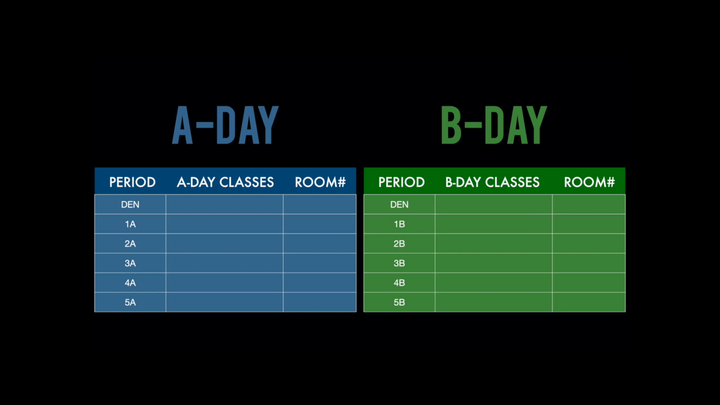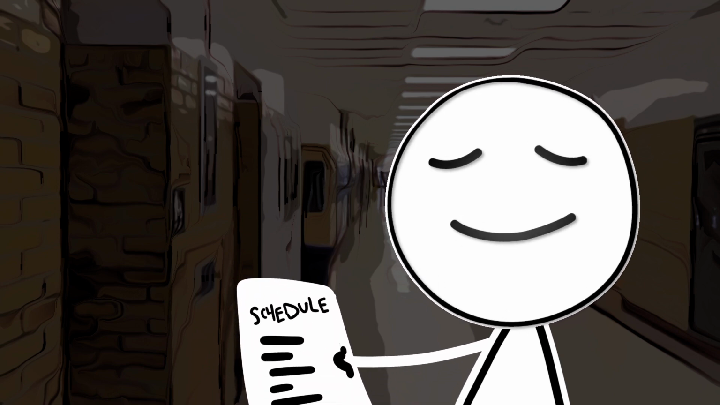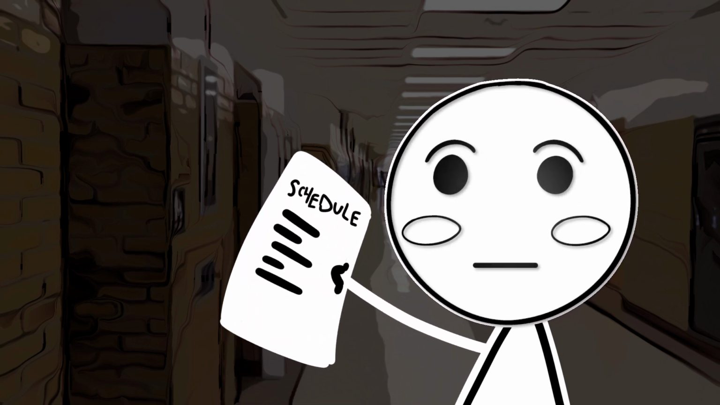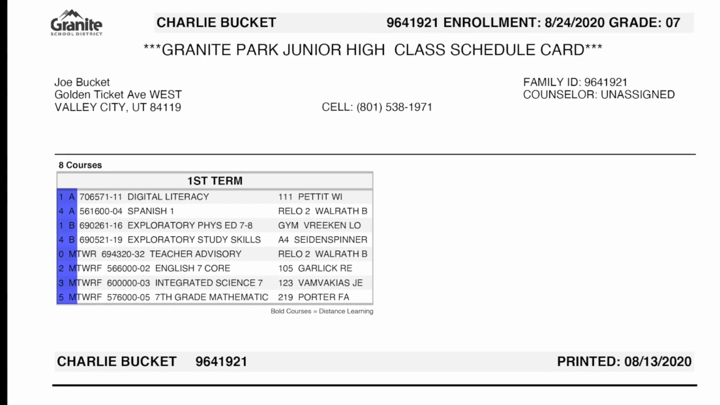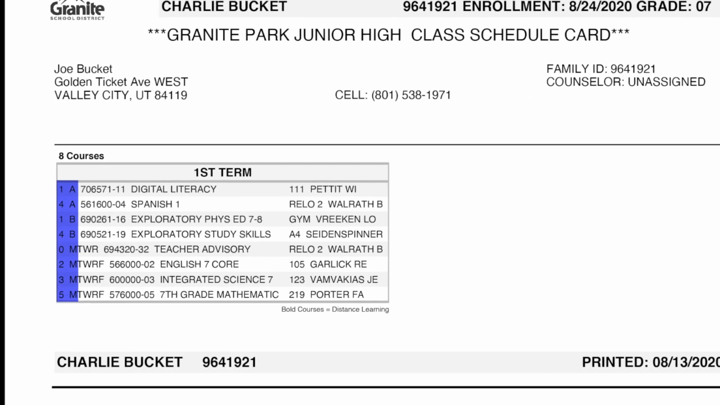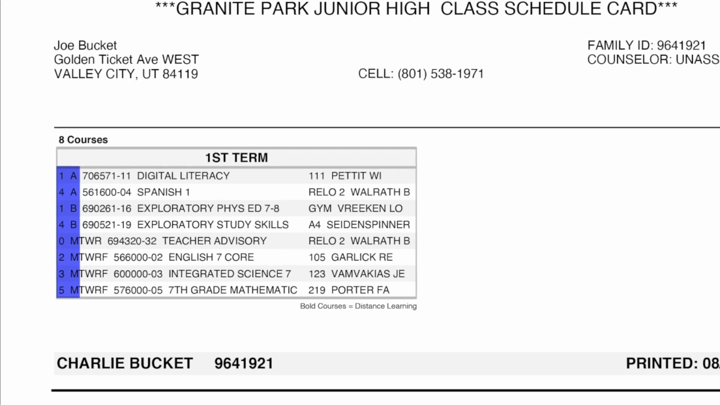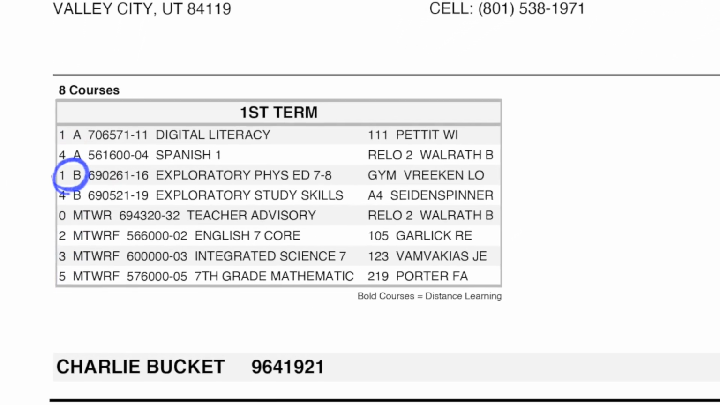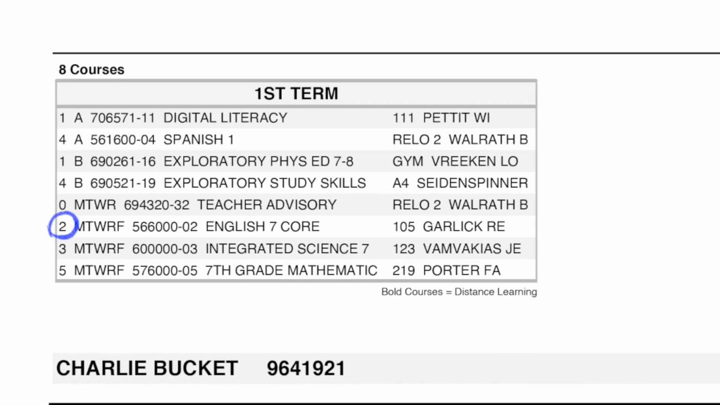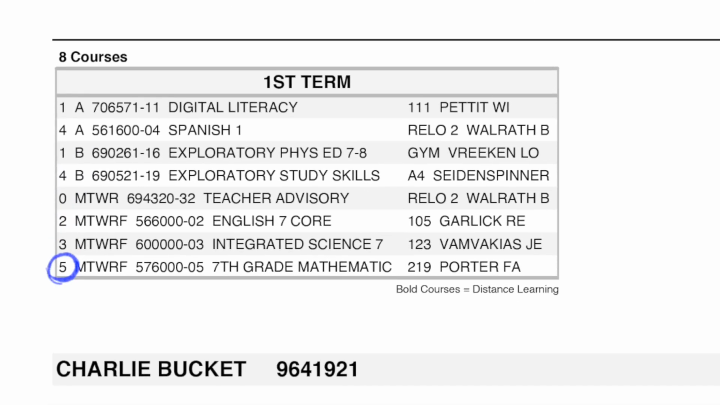Remember, before you watch this, you should have two things: a paper that looks kind of like this, or a blank paper, and your schedule. Ready? All right, here we go. On the left of Charlie's schedule is the period, and unfortunately, they are not in order. Charlie's is written 1A, 4A, 1B, 4B, 0, 2, 3, and 5.